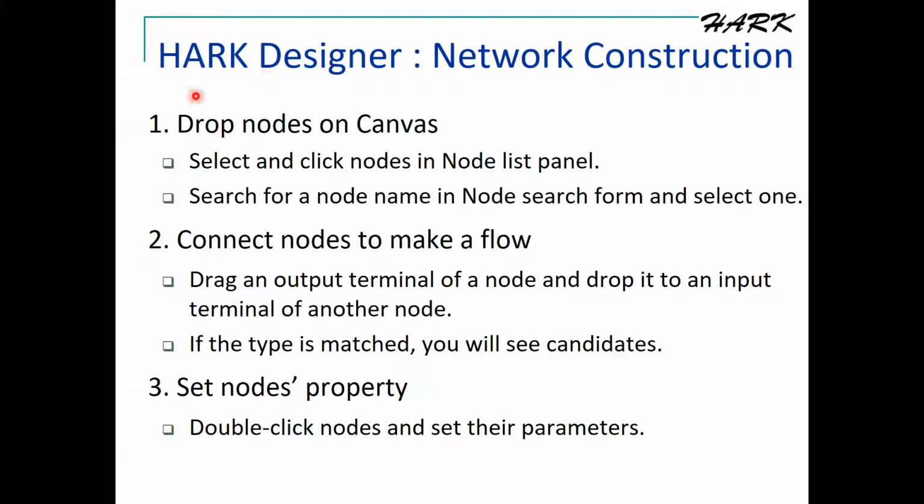This is an overview of network construction in the Hack Designer. First of all, we will drop nodes on the canvas and place nodes from the node panel list. After that, we will connect them to realize the functions. Basically, the network is constructed by dragging from the output terminal of the source node and dropping it to the input terminal of the destination node. If the type is matched, you will see a candidate. To see the properties of the nodes, you can open the parameter setting window by double-clicking the node.